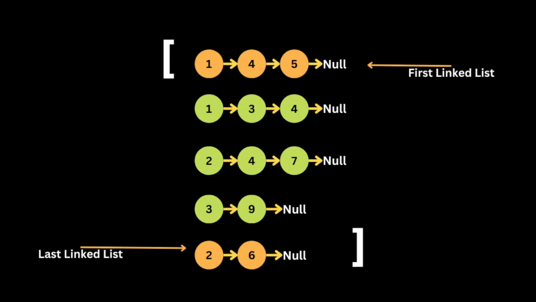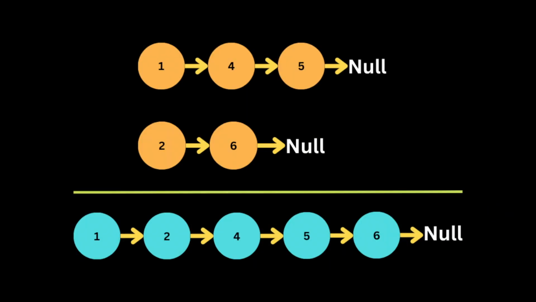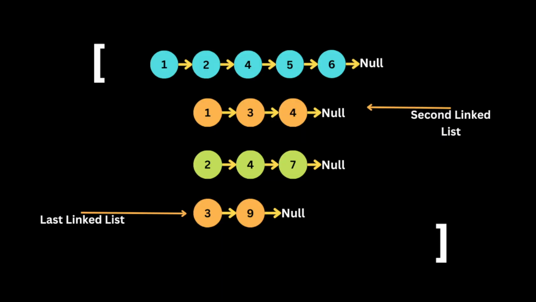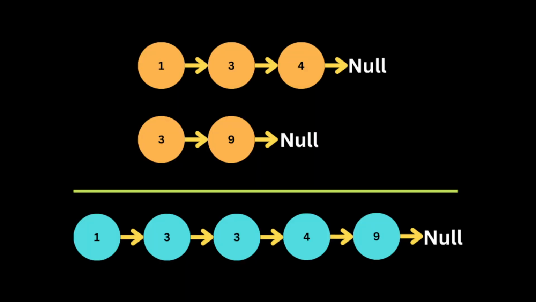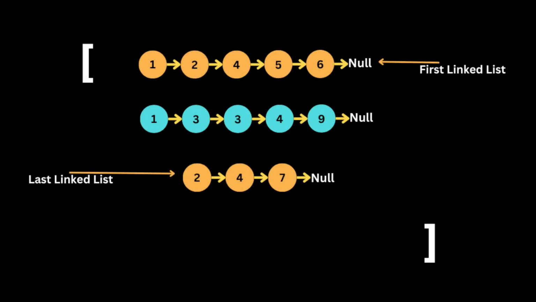So let's say, for example, we have this input of linked lists. We're going to start with the first linked list and the last linked list, compare them, and then merge them. After that, we'll move to the second linked list and the second last linked list, compare them, and merge them again. Once we have only one linked list left, we're going to recursively return to the first linked list and compare it to the last one again.